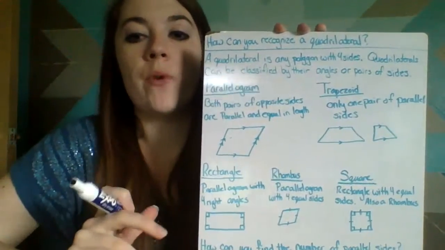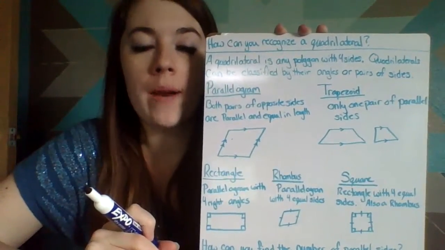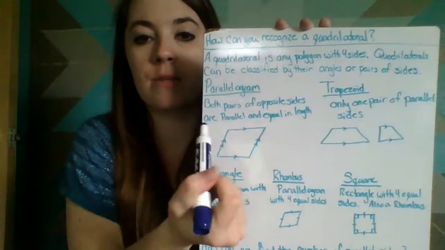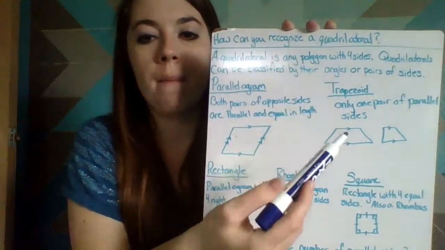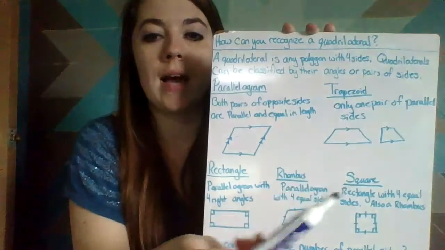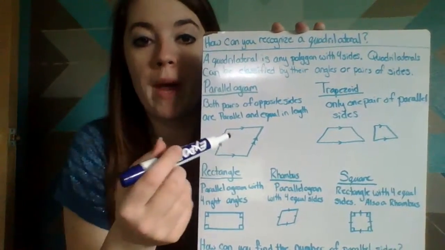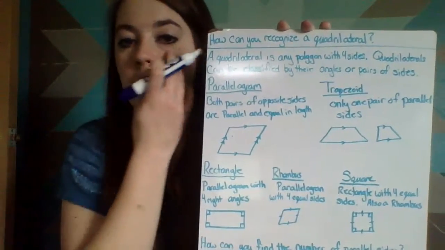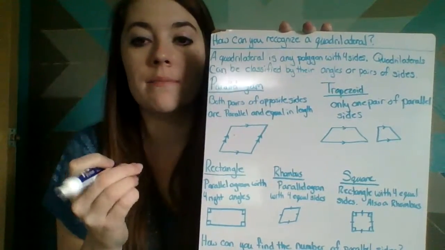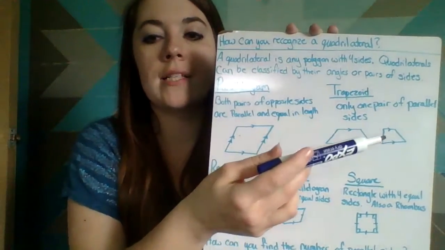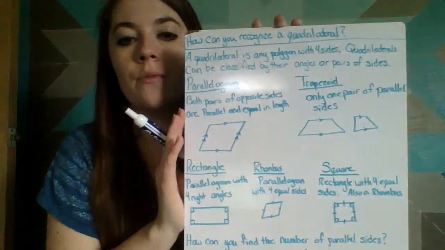Next we have a trapezoid. A trapezoid only has one pair of parallel sides. That's the difference between a parallelogram and a trapezoid. A trapezoid has one pair of parallel sides. A parallelogram has two pairs, or both pairs are parallel, opposite parallel sides. So, two different examples of trapezoids for you.